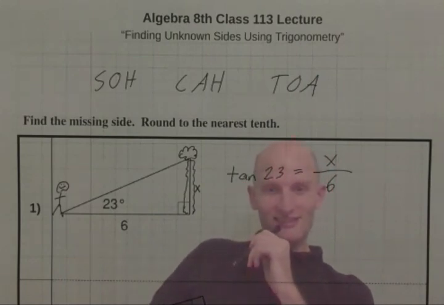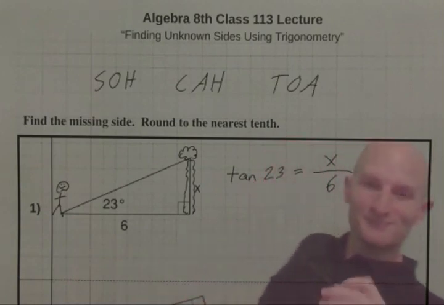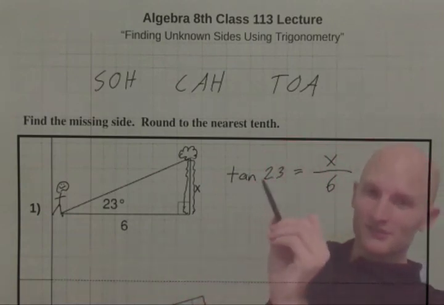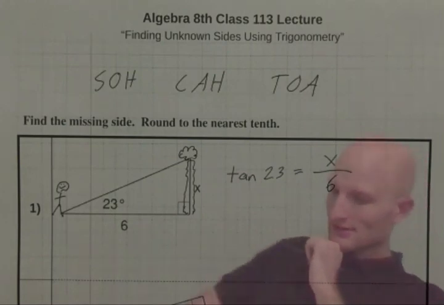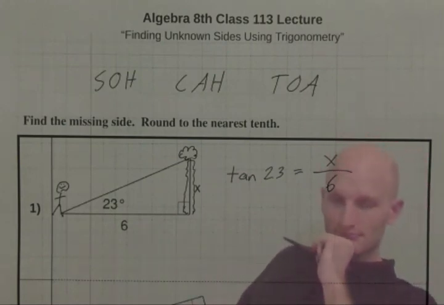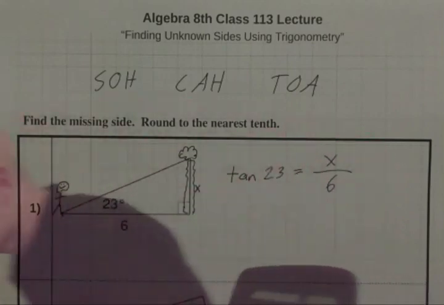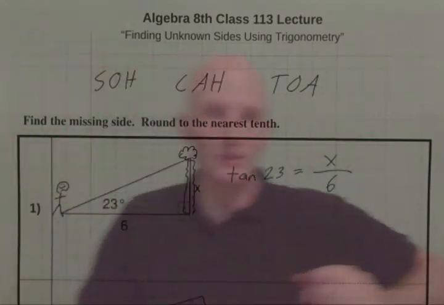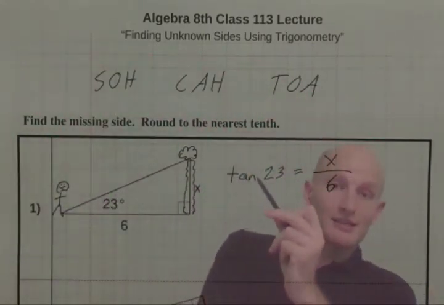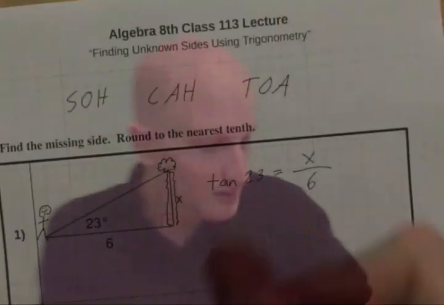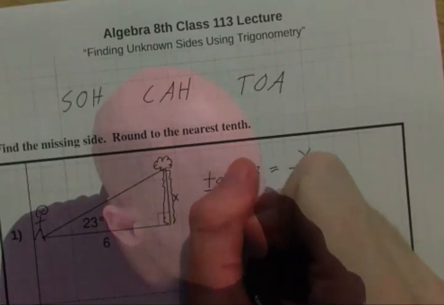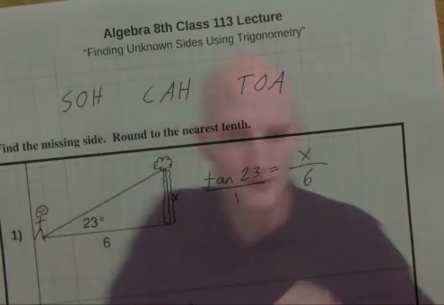Okay, so here we have tangent of 23 equals x over 6. How do we find x? You've done problems like this in some ways. All you need to do is make this side a fraction, and then you can solve by cross multiplying. So watch. Tangent of 23 is the same as saying tangent of 23 over 1.